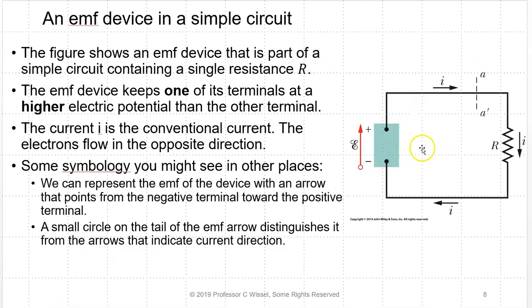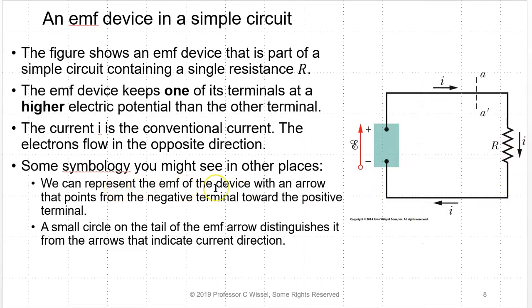Now, the figure shows an EMF device that is part of a simple circuit containing a single resistance R. The EMF device keeps one of its terminals, the positive terminal, at a higher electric potential than the other terminal, which is the negative terminal. The current I is the conventional current. The electrons, of course, will flow in the opposite direction.